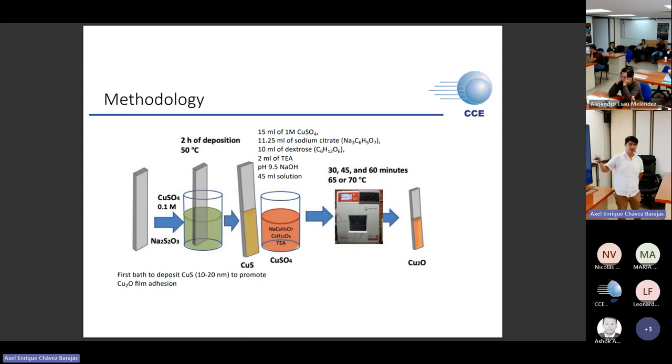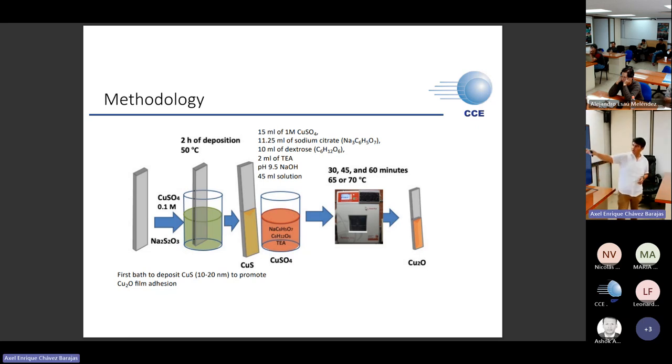Then we cleaned this first film only with water because the adherence was very poor. Actually, if we touched it with fingers or with a cotton, it is completely removed. So then this first film was introduced in the second bath. This is my proposal, actually, of my PhD.